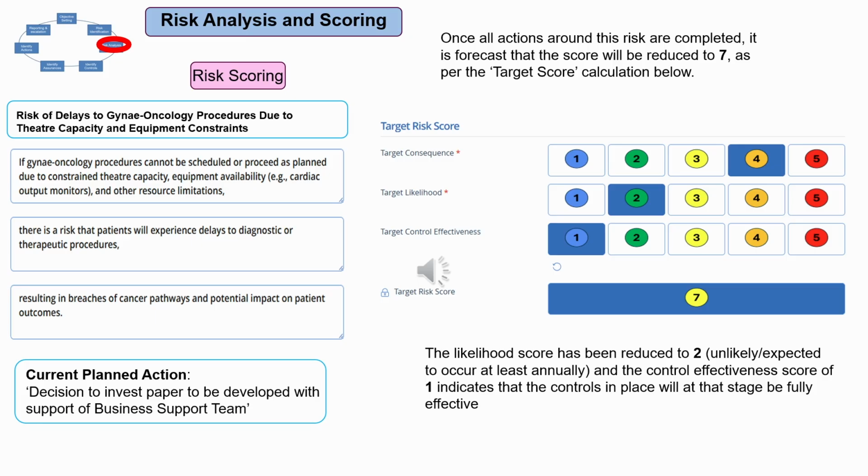The planned action currently attached to this risk is a decision to invest paper to be developed with support of the business support team, but it is expected that other actions will be added to further mitigate the risk as time progresses. From the scoring matrix on the slide, you can see that the likelihood score has been reduced to 2, which is unlikely or expected to occur at least annually. The target control effectiveness score of 1 indicates that planned actions have become controls and that it is hoped that at this stage the controls in place will be fully effective.